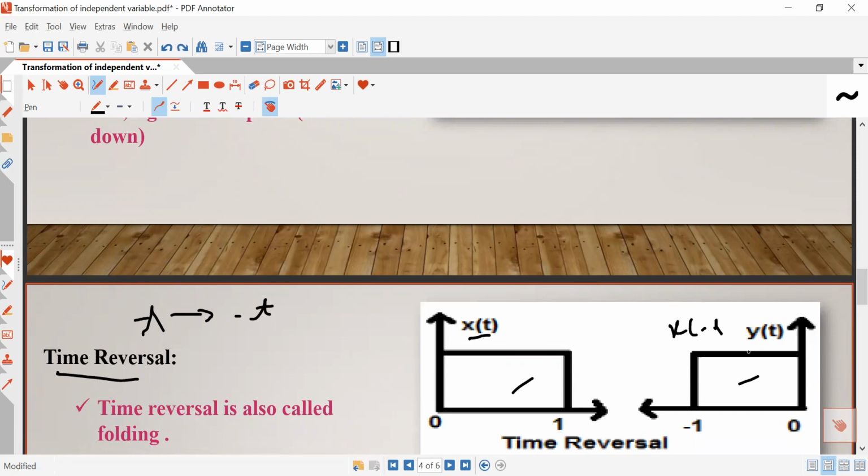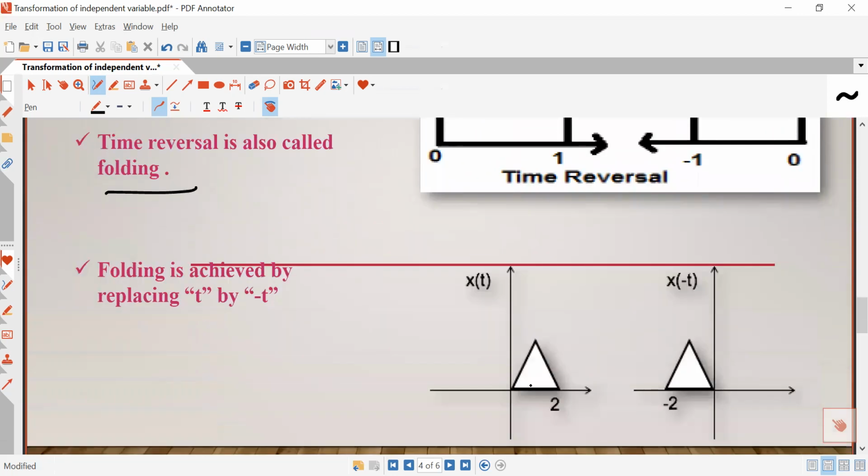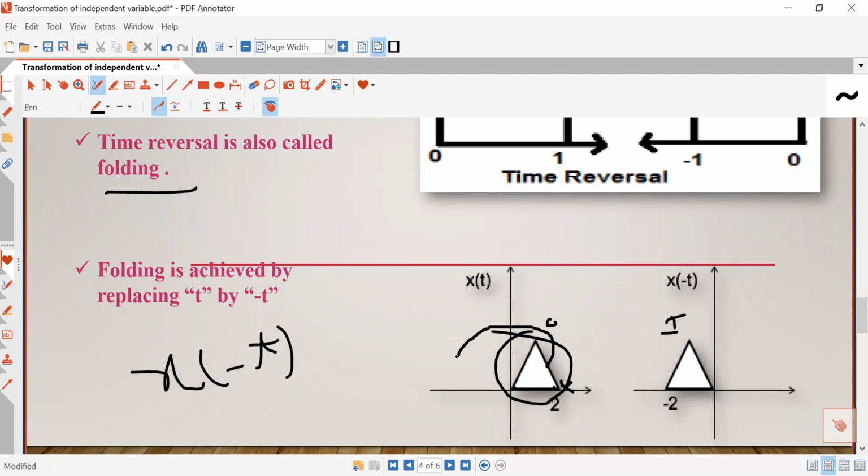Similarly, I am considering one more example to understand this time reversal phenomenon, or folding. Let us consider this signal. This is x(t), and now you have to draw x(-t). How will you draw it? Just take the mirror image of this signal. This is the object, and this one is the mirror image. This signal is just folded by 180 degrees from right to left. You will get this signal. So this is called time folding.